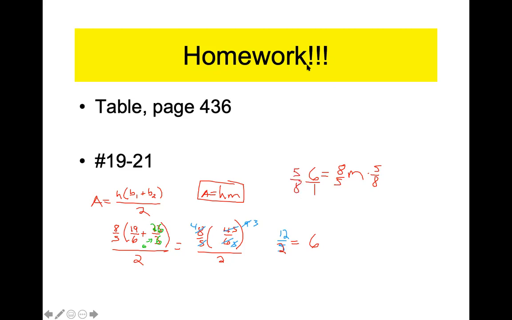5/8. The 8s cancel, the 5 cancels on that side, and on this side, anything cross reduce? Yep. 2 goes into 6 3 times, 2 goes into 8 4 times, 5 times 3 is 15. We get 15 over 4. So m is equal to 15 over 4. And the book says the answer is 3 3/4, and that is 15/4. Cool?